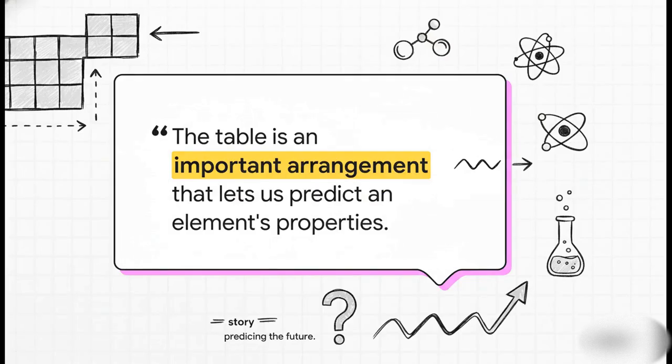So, you see, the periodic table is so much more than just a list. By understanding its structure, its groups, its periods, its trends, we can literally read the story of each element, and most importantly, we can predict how it's going to behave. It turns chemistry from just memorizing stuff into actual deduction.